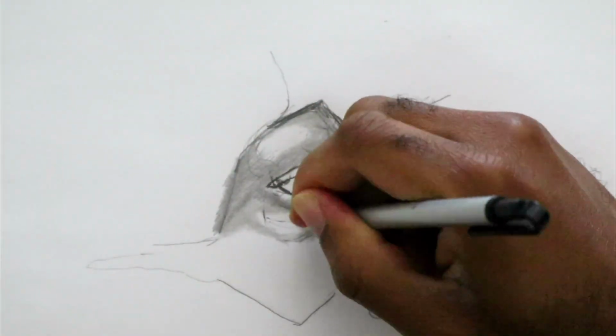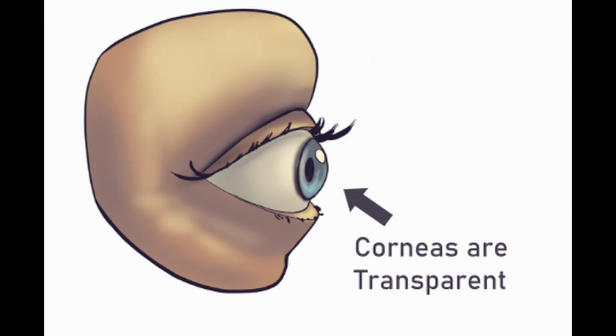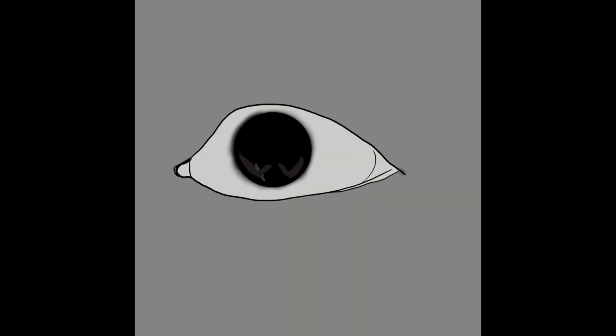Let's take a look at our cheat sheet and take a good look at the corneas. As I said before, the cornea is like a glass bowl that covers the iris and the pupils. This means that light passes through the cornea and lights up the opposite side. On dark eyes, you probably won't see this effect as much.